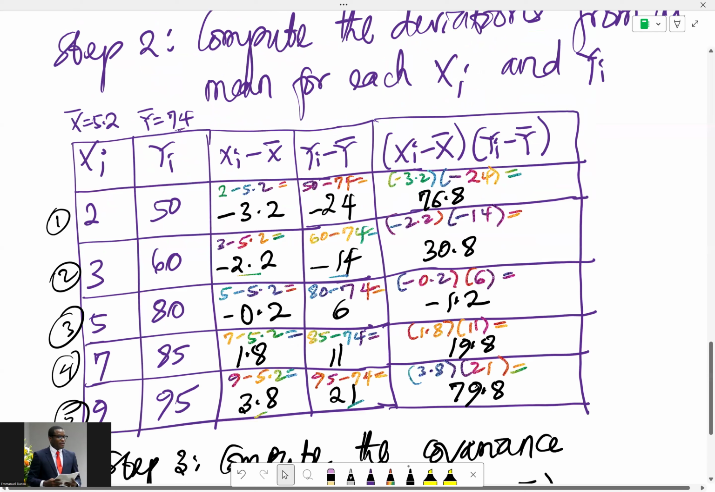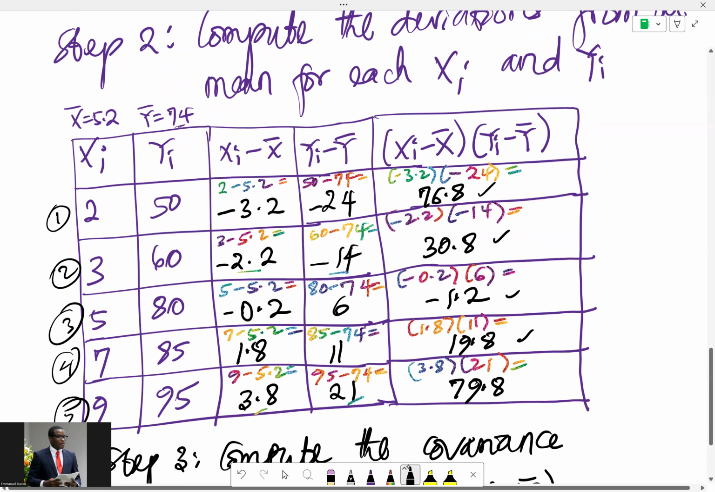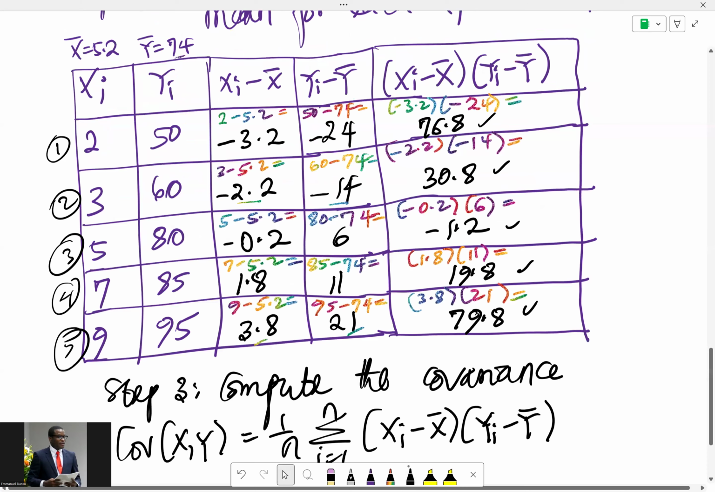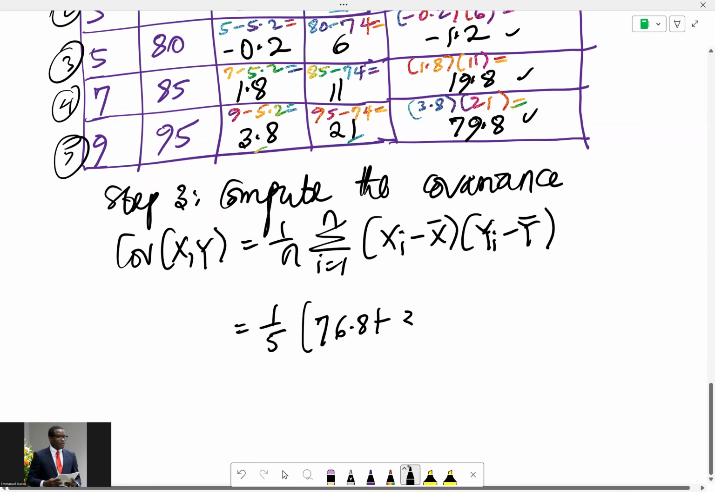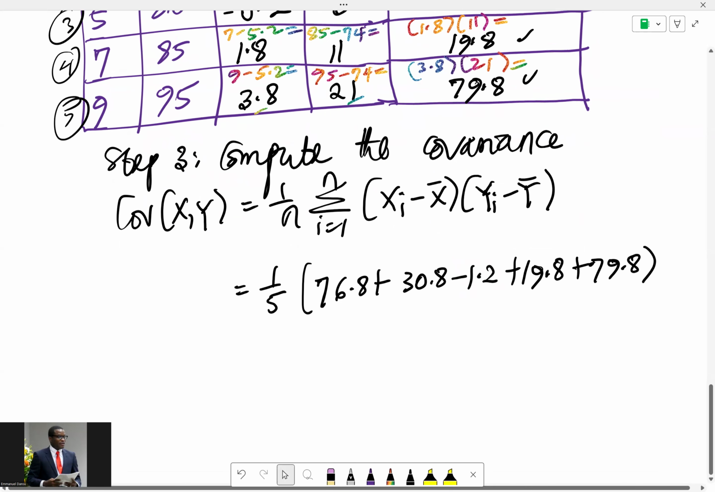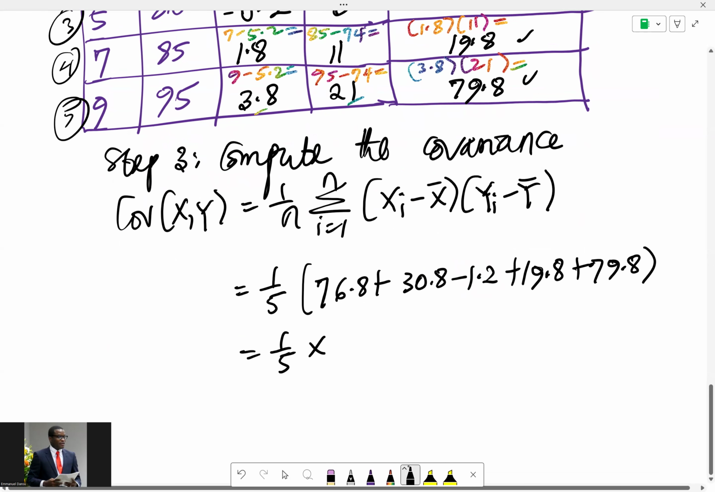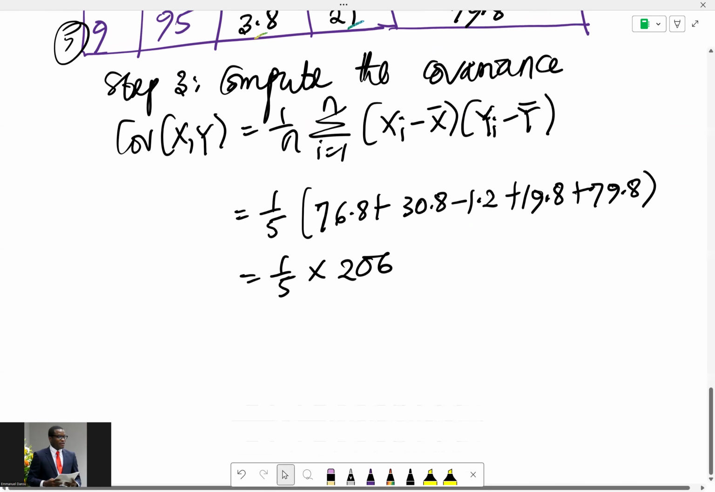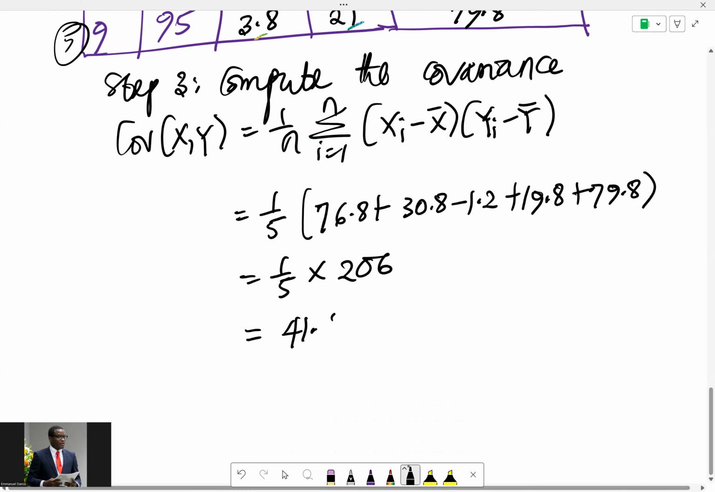That's all the things you have done here already, these products. So you can just put them together. So you have 76.8 plus 30.8 minus 1.2 plus 19.8 plus 79.8. Okay, so that is 1/5 multiplied by 206. If you do your computation properly, you get 1/5 times 206, that is equal to 41.2. So that simply tells you that the covariance between x and y is 41.2.